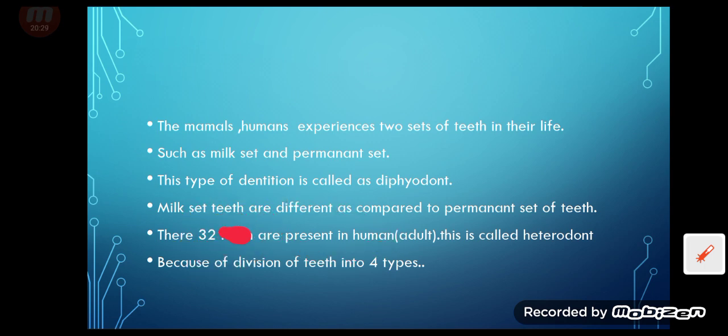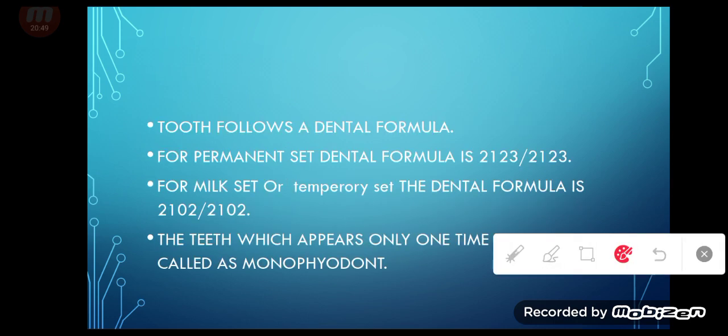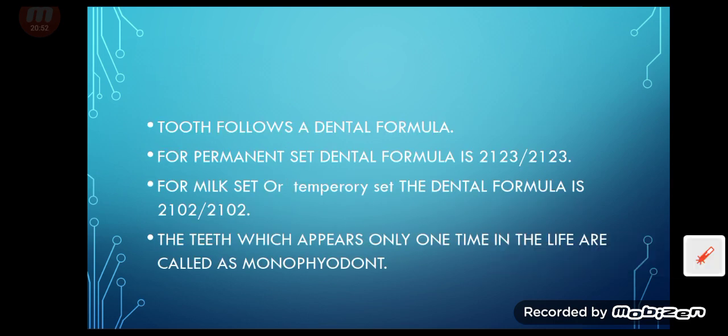There are 32 teeth present in a human adult. This is called heterodont. Heterodont does not mean having 32 teeth. We call it heterodont because there are four types of teeth. Because there are four types of teeth, that's why we call that condition the heterodont condition. Let's move on to the next slide.